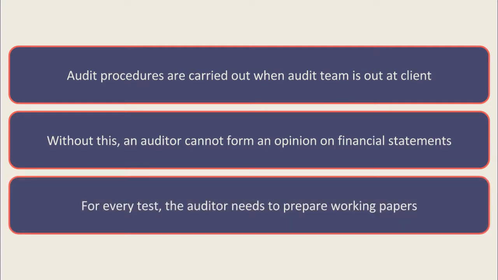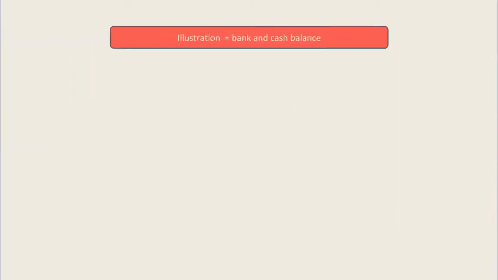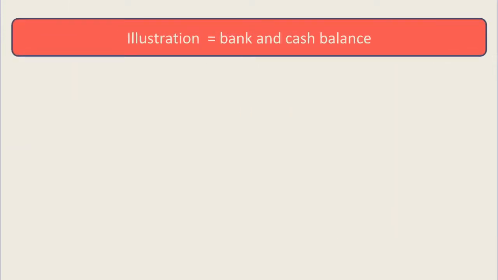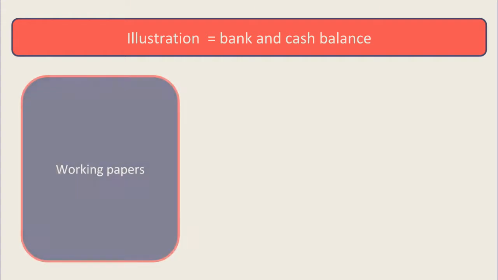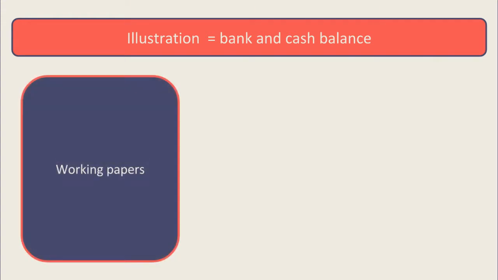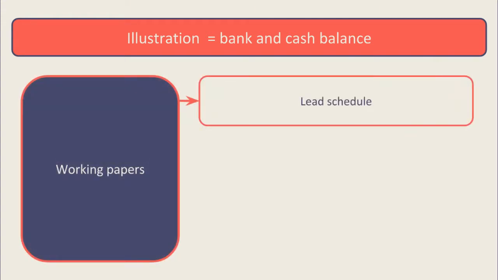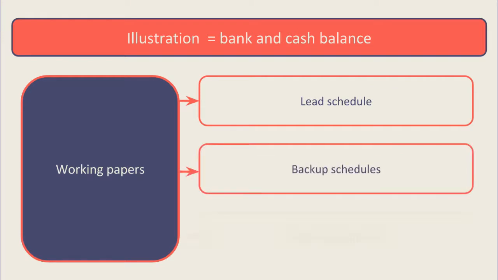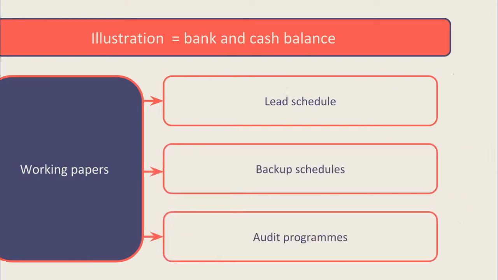For every test carried out, the auditor needs to prepare something called working papers. These are several documents organised to prove the balance in the financial statements is true and fair. To illustrate, let's pick the bank and cash balance in the financial statements. The working papers relating to this will include a lead schedule, backup schedules, and audit programs.